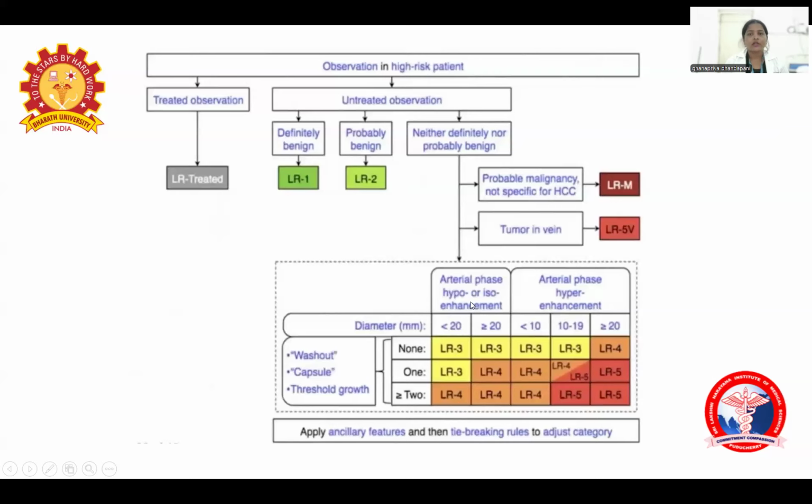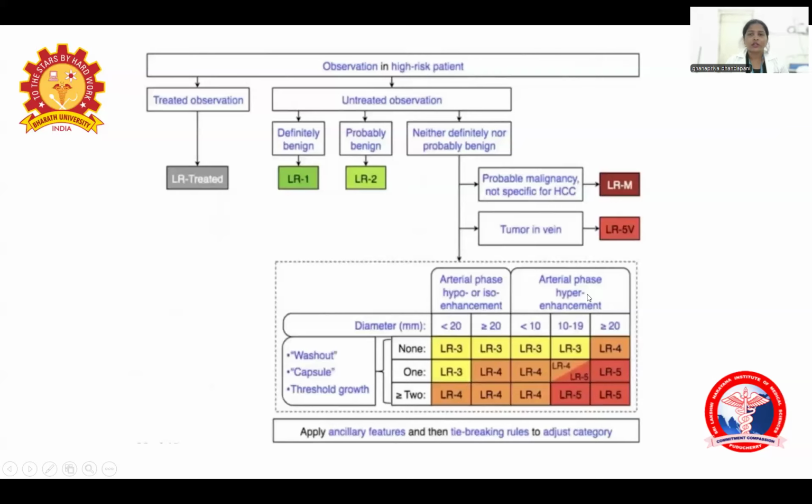Similarly, for an arterial phase iso or hypoenhancing lesion which is more than 2 centimeter in size, showing none of these features, then they are classified as LR3. Showing one or more of these features, then they are classified as LR4.